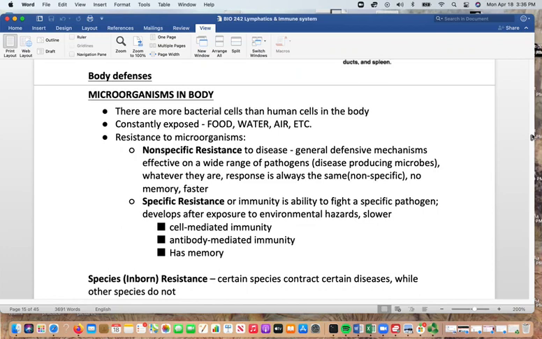So when we look at our resistance to microorganisms, we have some non-specific resistance to disease. They're general defensive mechanisms. So they will be effective against a wide range of pathogens or microbes that can cause disease. And their response is always the same. So there's no memory, where your specific resistance is able to fight a specific pathogen. This happens after exposure, and it's a slower response to happen. So this will include your cell-mediated immunity and antibody-mediated immunity. And this is where you would form your immunologic memory.